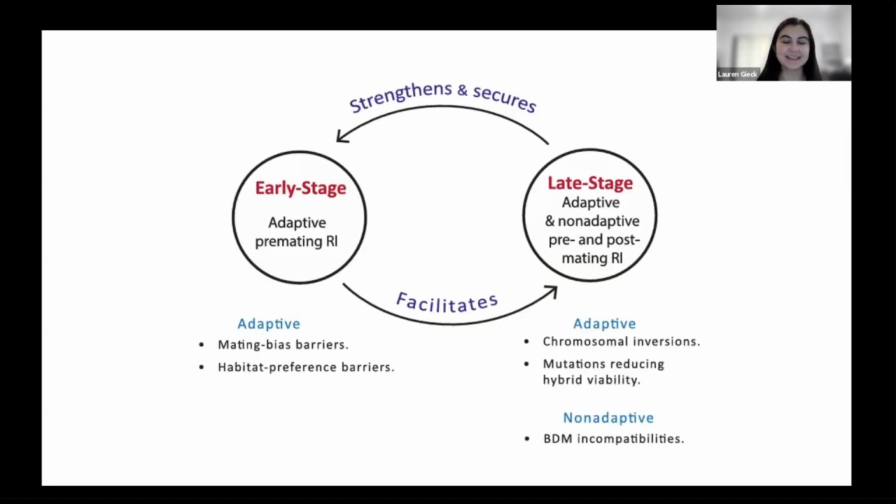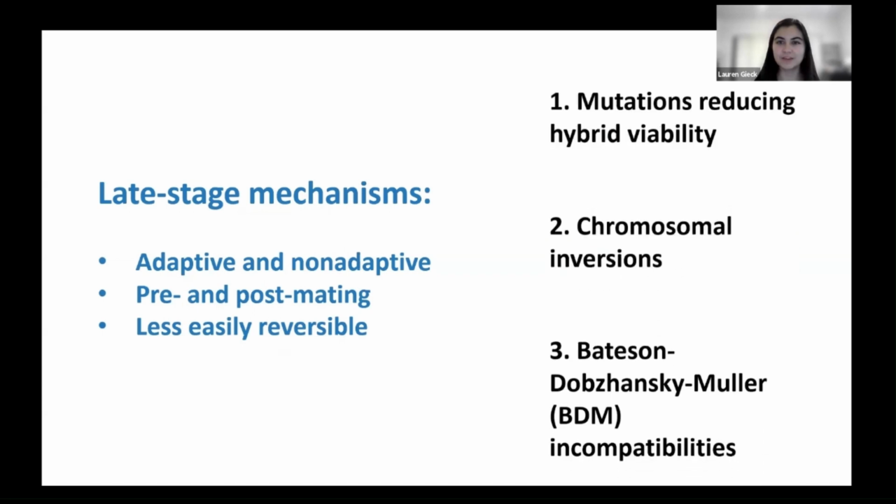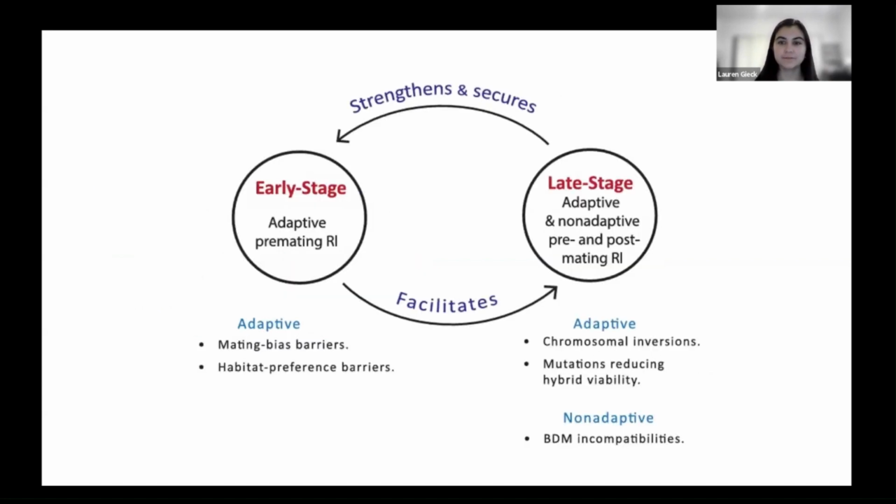So coming back to this, we're going to dive into the late stage barrier mechanisms, and those are a little more complex, so I'm going to spend a little bit more time on them. These are our 3 late stage barrier mechanisms that we analyzed. They are adaptive and non-adaptive, depending on which one we're talking about, and we'll get to that. They occur in pre and post mating, affecting pre and post mating reproductive isolation, as opposed to the early stage mechanisms, which only affect pre-mating reproductive isolation. And they are less easily reversed than the early stages.